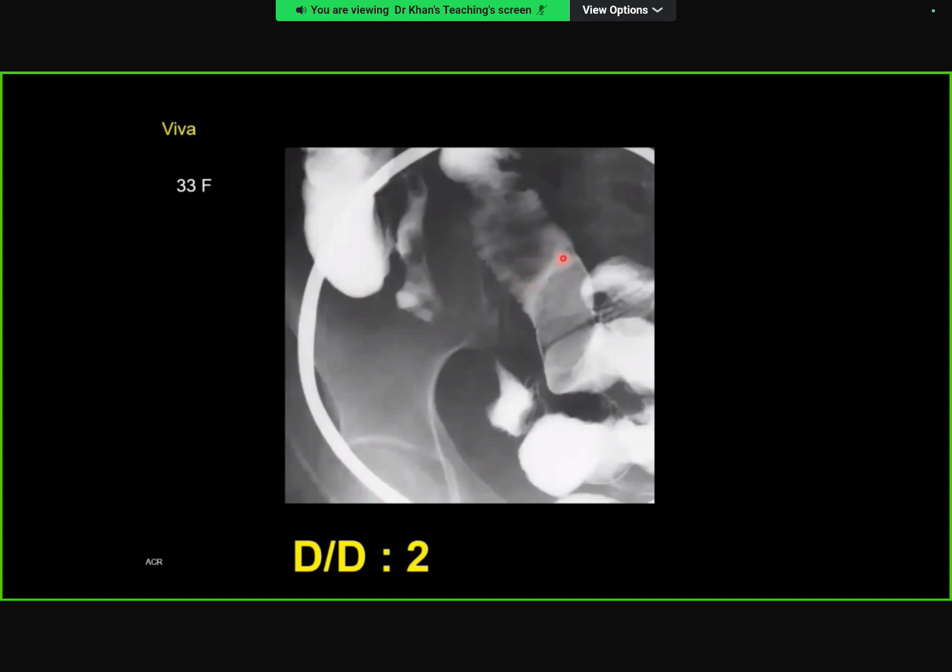No, this is just above it, another loop of small bowel. Okay, all right. So if that is a loop of small bowel, still I can see some narrowing and stricturing in that part as well. So if that's a stricture as well, that would represent a skip lesion.